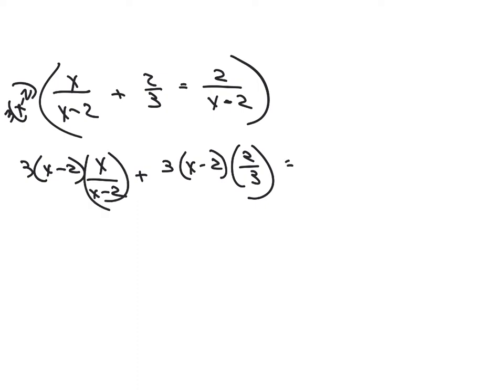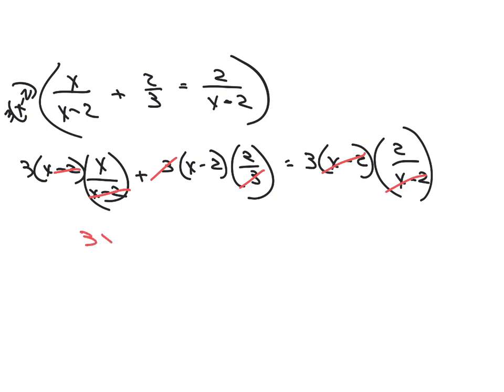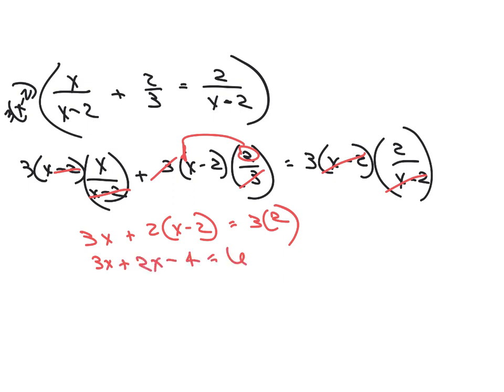And 3 times x minus 2 times 2 over x minus 2. All right, so we can cancel this one and this one. If we can't cancel all of the denominators, we did something wrong. So that kind of helps you to get an idea of what's going on here. Okay, I switched that. I put that in the front just because it's easier for me to distribute that way. And 3 times 2. So 3x plus 2x minus 4 equals 6.